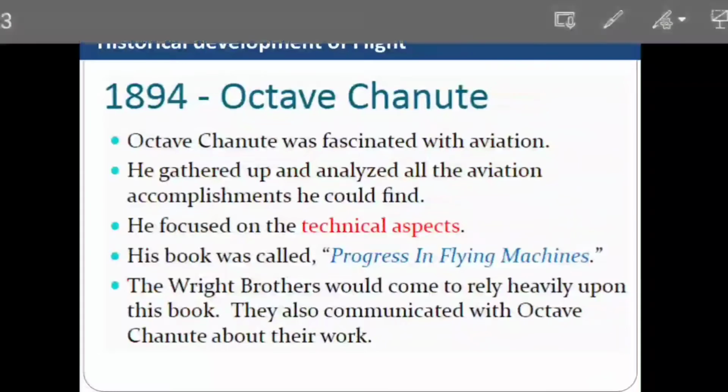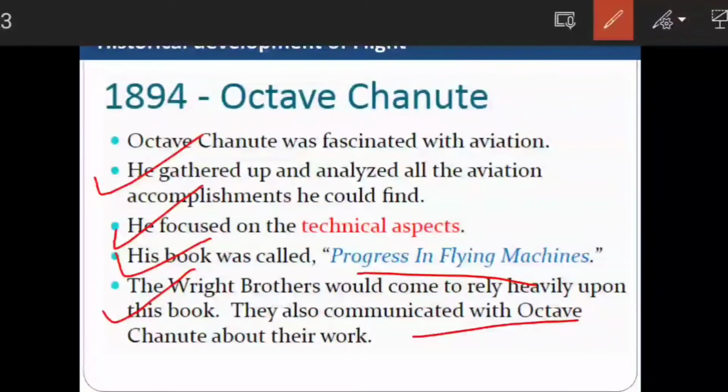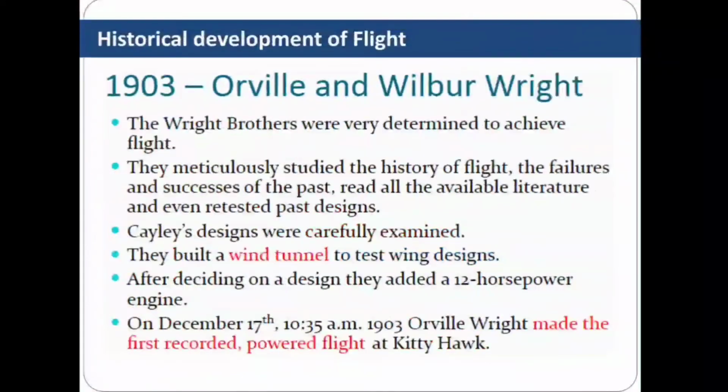So what he did, he gathered and analyzed all the aviation achievements and appliances he could find, and he focused on the technical aspects, and he wrote a book. That book's name is Progress in Flying Machines. Understand? Progress in Flying Machines. Then the Wright brothers would come to rely heavily upon this book, and they also communicated with Octave Chanute about their work. Understand? So this is the achievement of Octave Chanute.